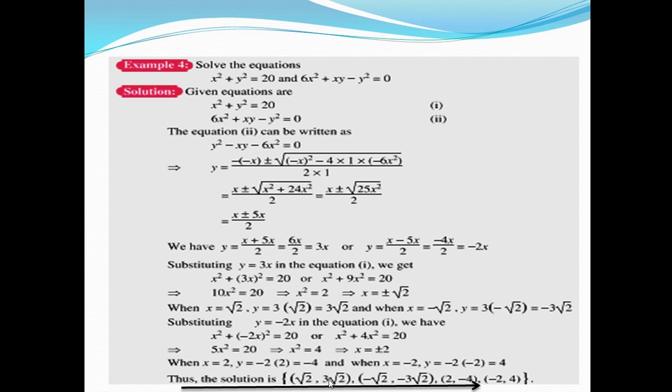Under root 2, 3 under root 2 is the first pair, and minus under root 2, minus 3 under root 2 is the second pair. These are the solution of the set.